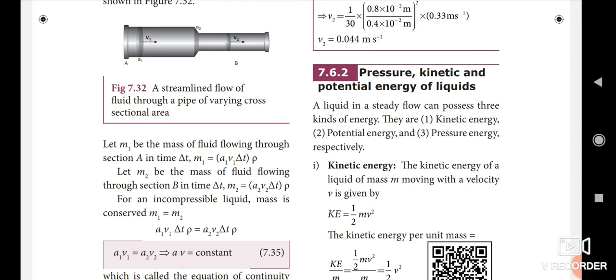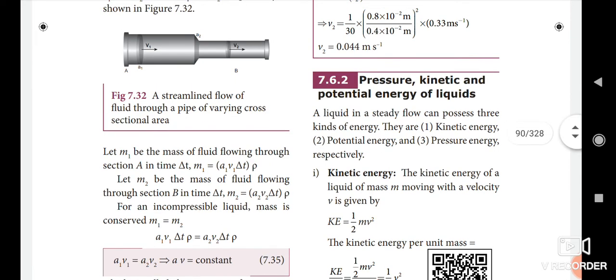Then next, M2 be the mass of fluid flowing through the section B in time del t. That is the liquid that leaves through B, so that mass is taken as M2. Here A2 is the cross-sectional area, V2 is the velocity in that particular area, del t is the time, and rho is the density of water.